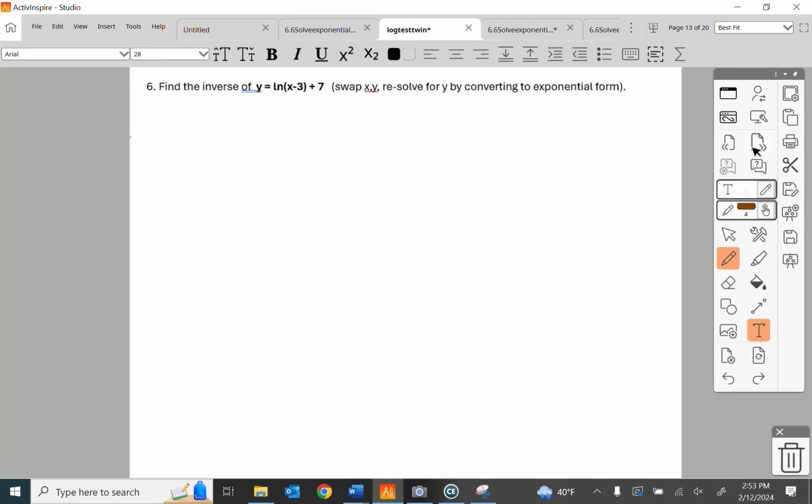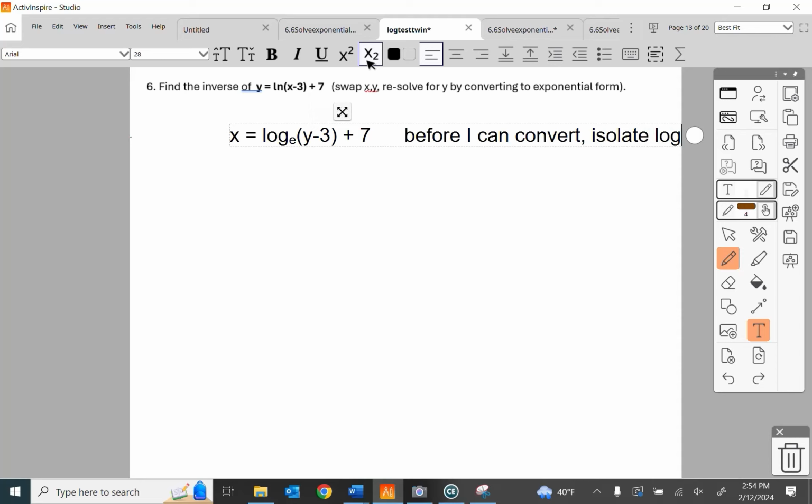All right, find the inverse of y equals ln(x minus 3) plus 7. Your instructions are here too. You shouldn't miss this. You will, but you shouldn't. It says swap x and y, then solve for y by converting into exponential form. So x is ln, which I'm going to rewrite as log base e of (y minus 3), plus 7. Before I can convert, I have to isolate the log, so I take away 7 from both sides.